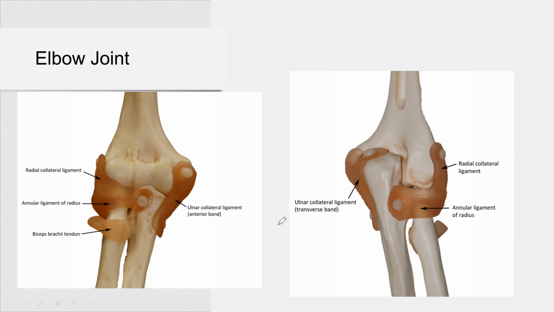And we have annular ligament of radius. Annular means it's round, it goes around, so it goes around the radius and connects radius and ulna, and this is the one that allows us rotation, annular ligament of radius. So again, ulnar collateral, radial collateral, and radial collateral kind of fuses its fibers with annular ligament of radius.